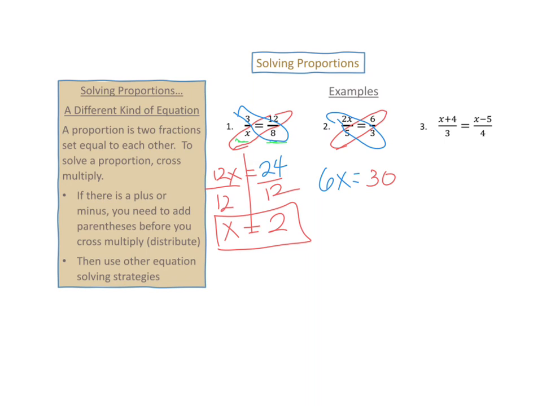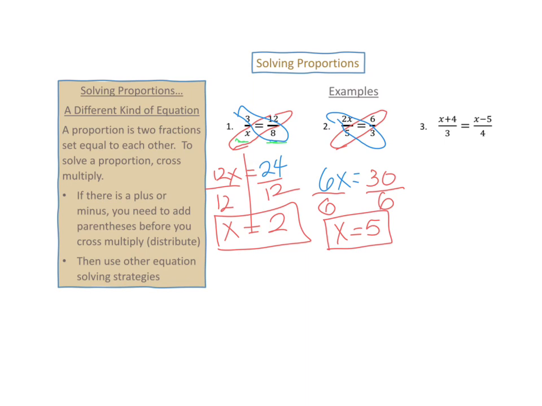Again, we're in a good spot here. We got all our x's on one side. We got all our numbers on the other. So all I need to do is remember that I don't want to know what 6x equals. I want to know what 1x equals. So I divide each side by the number in front of the variable. In this case, it's 6. X equals 5.